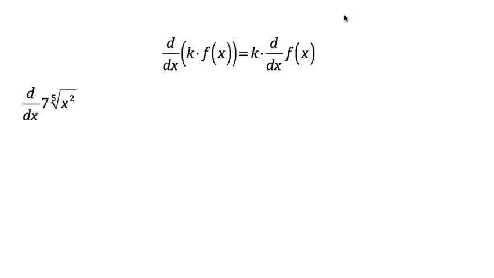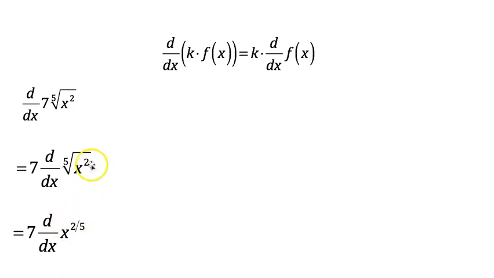Our next example is the derivative with respect to x of 7 times the 5th root of x squared. 7 is a constant. 7 can come out in front of the derivative operator. 7 times the derivative with respect to x of the 5th root of x squared. That is x to the 2/5. So we can think of that as 7 times the derivative of x to the 2/5. The top is this exponent 2, the bottom is that one, and the elbow of the radical.